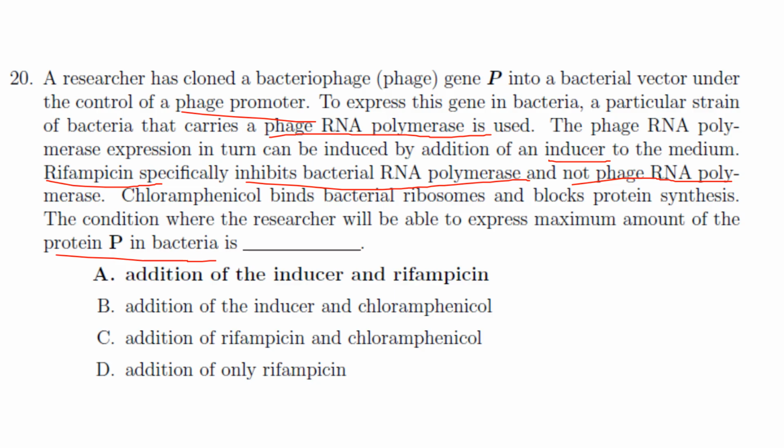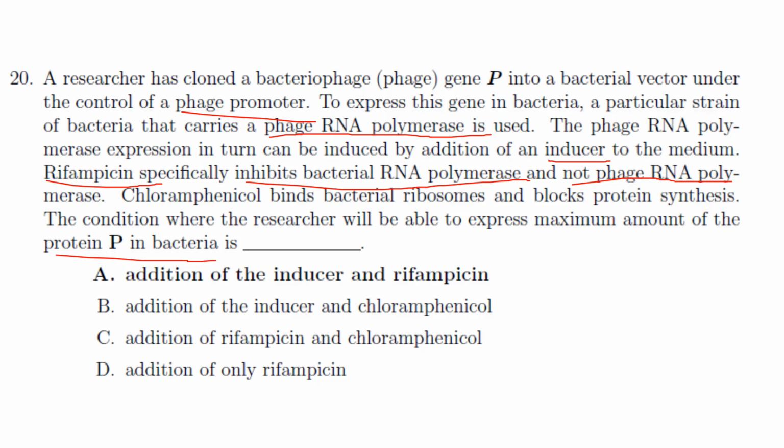Now coming to the chloramphenicol. What does chloramphenicol do? It will bind bacterial ribosome and block protein synthesis. Now if he adds chloramphenicol into the medium, RNA polymerase is only for transcription, only mRNA will be produced. Now mRNA has to synthesize proteins. For that bacterial ribosomes are needed. Now if you add chloramphenicol, it will bind to bacterial ribosome and block protein synthesis. So naturally protein P will not be synthesized.